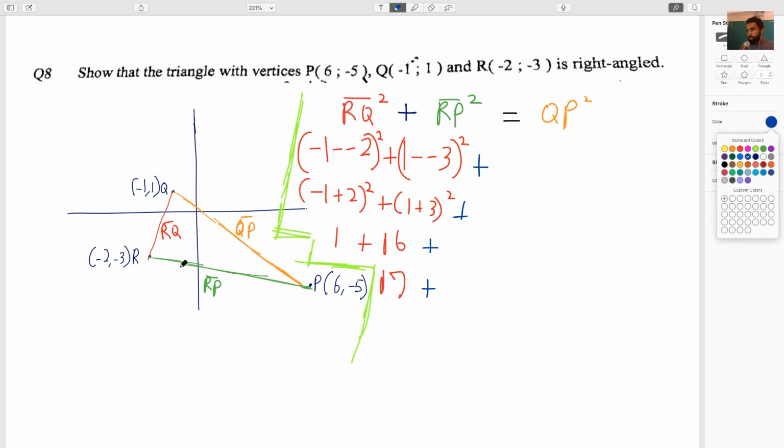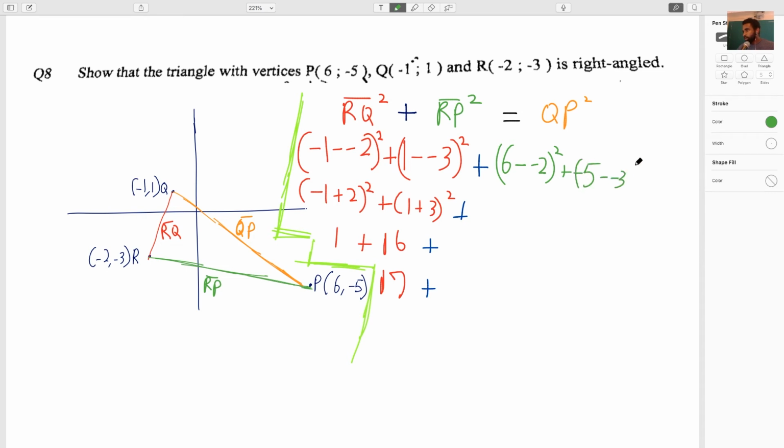So for RP, we need to find the distance between this and this. So again, we do the square of each difference. So the square of the x difference is 6 subtract minus 2. So no, why am I using blue? I should be using green. So we do 6 subtract minus 2 squared plus minus 5 subtract minus 3 squared. So minus 5 take away minus 3 squared.